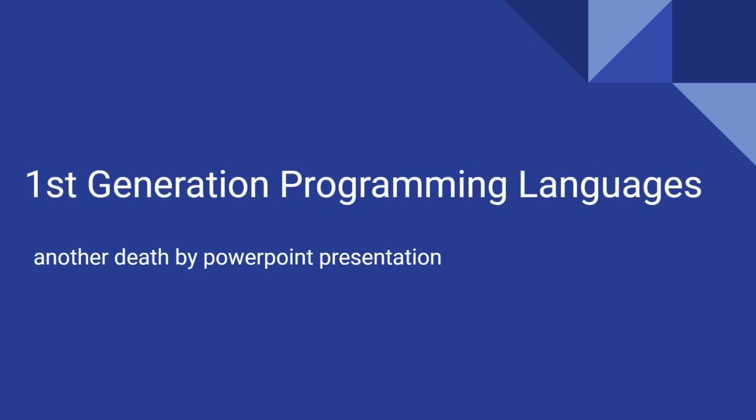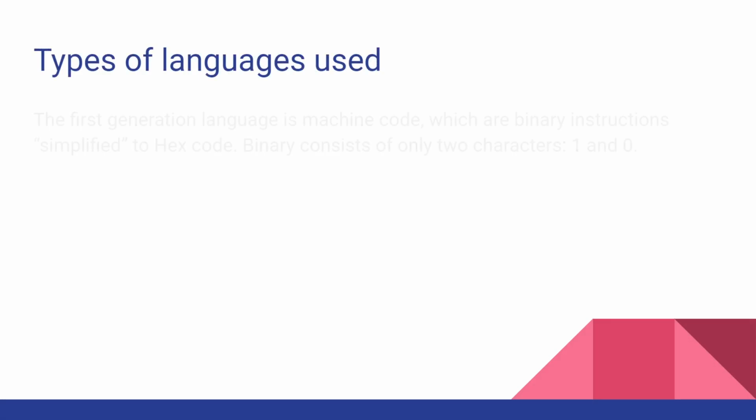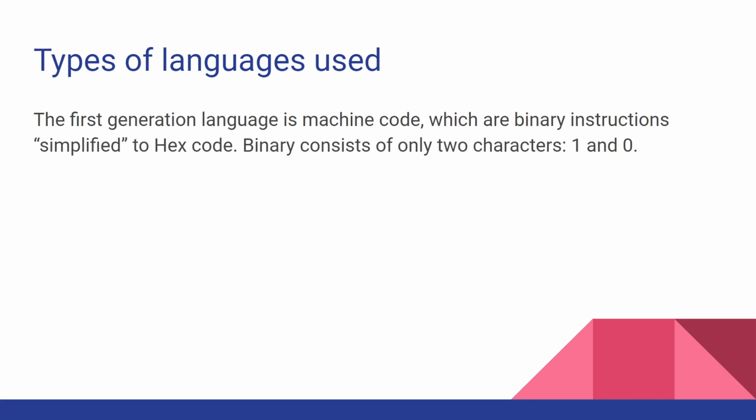First generation programming languages. The language used in a first generation programming language is very simple. It's binary. It's these ones and zeros that the CPU reads.